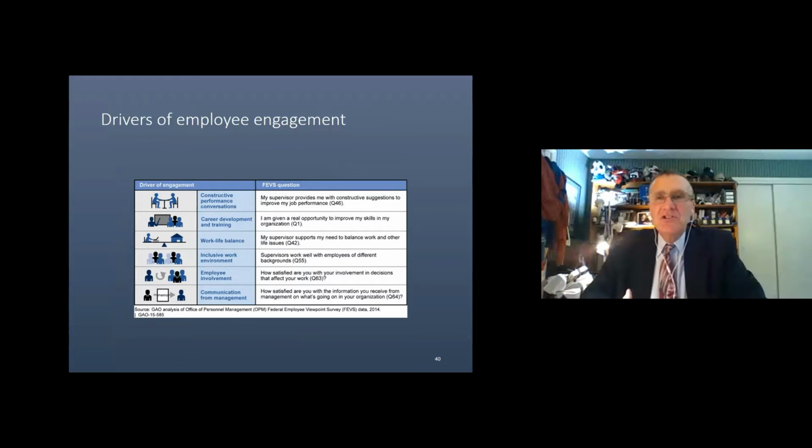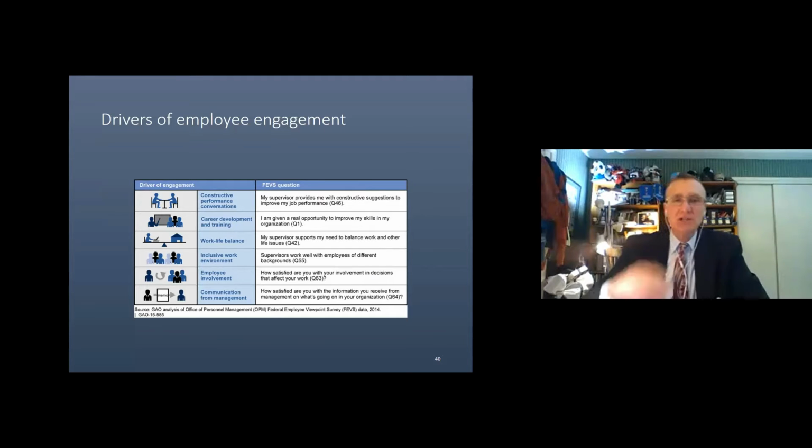One is, my supervisor provides me with constructive suggestions to improve my job performance. I'm given a real opportunity to improve my skills in my organization. My supervisor supports my need to balance work and other life issues, probably particularly important, even more so today. This was done before COVID. Supervisors work well with employees of different backgrounds.